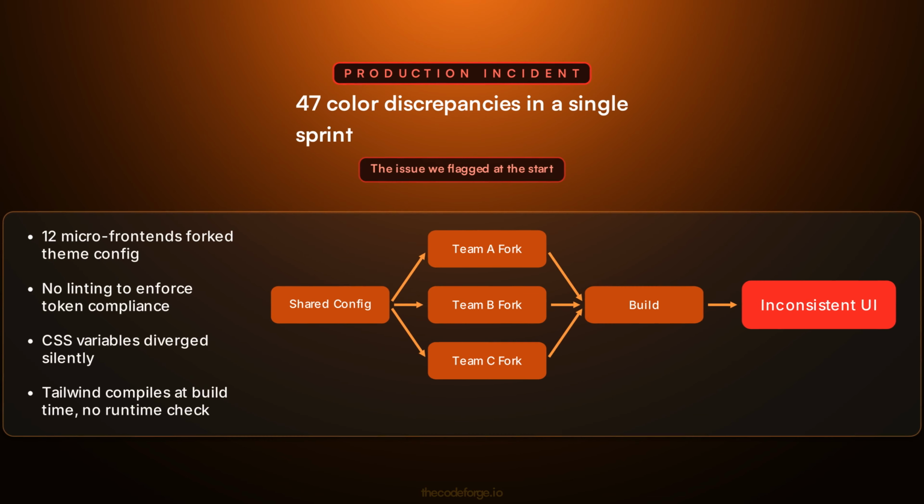This is the same issue we highlighted at the start. Here's exactly why that happened. Each team assumed the shared tailwind.config.js was the source of truth. But during urgent feature work, teams forked the config into local overrides. No linting enforced token compliance. CSS custom properties diverged silently because Tailwind compiles at build time, so no runtime validation exists.